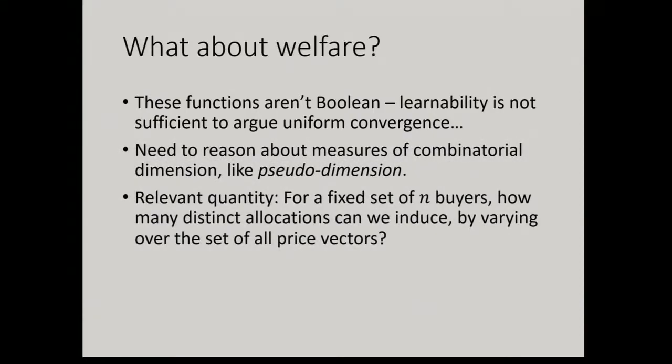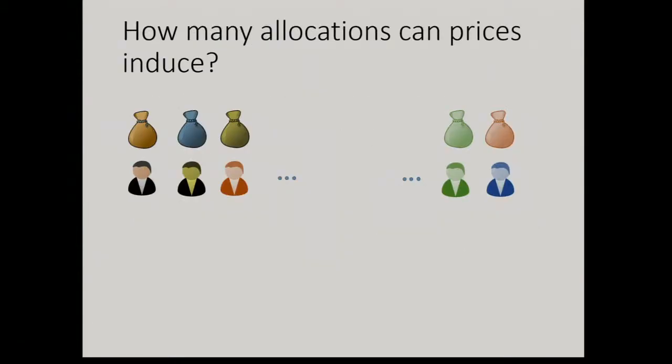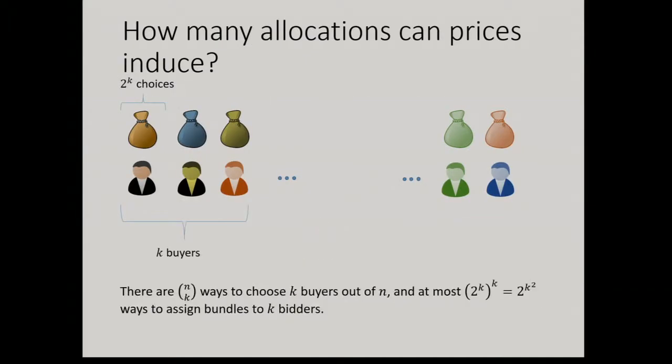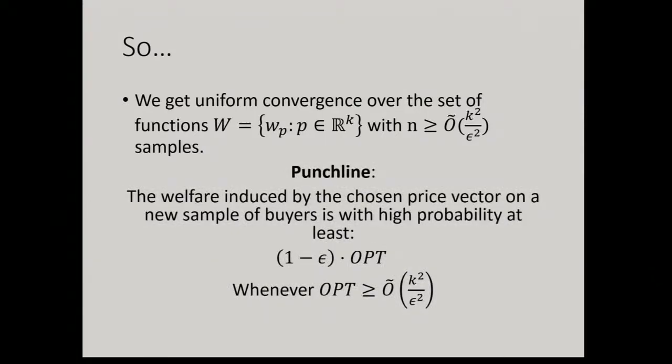And you've got to go through a similar argument for welfare. Welfare doesn't allow you to do this trick of mapping onto a Boolean class of functions, because welfare is sort of real valued. You've got to directly go through some argument bounding pseudo-dimension, which I won't worry you with. But you get a similar punchline for welfare.